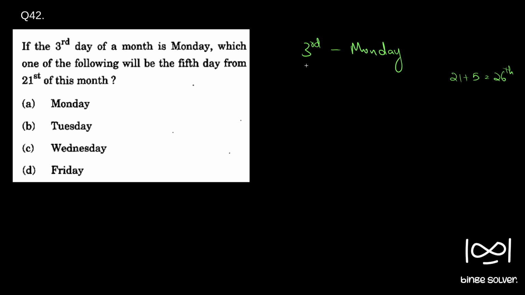If the third day is Monday, 3 plus 7, that is the 10th day, will be another Monday. Similarly, 3 plus 14 will be a Monday. So the 10th day will be a Monday, and adding 7 to it, the 17th day will be a Monday. Add 7 to it, similarly, the 24th day will be a Monday. So the 24th day will be a Monday, the 25th day will be a Tuesday, and the 26th day will be a Wednesday. So the 26th day, that is the 5th day from the 21st of this month, will be a Wednesday. So the solution is C.